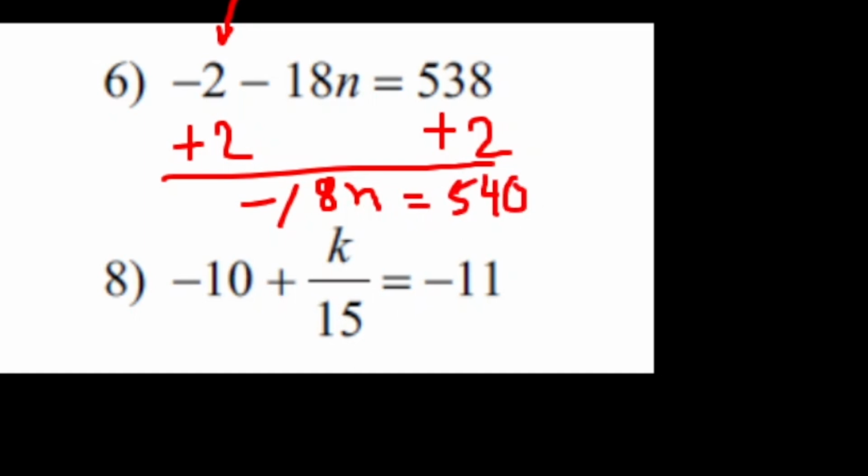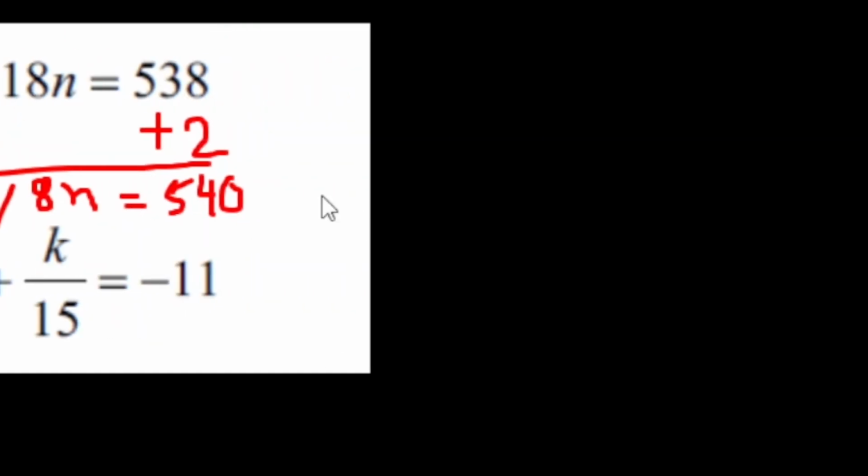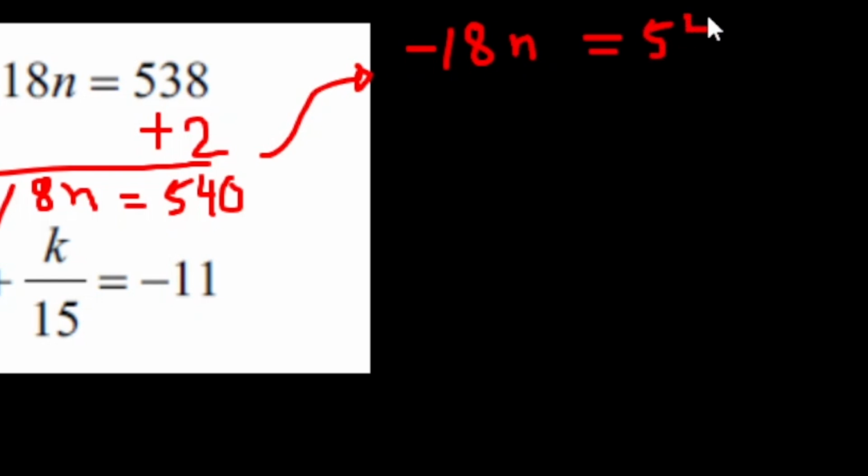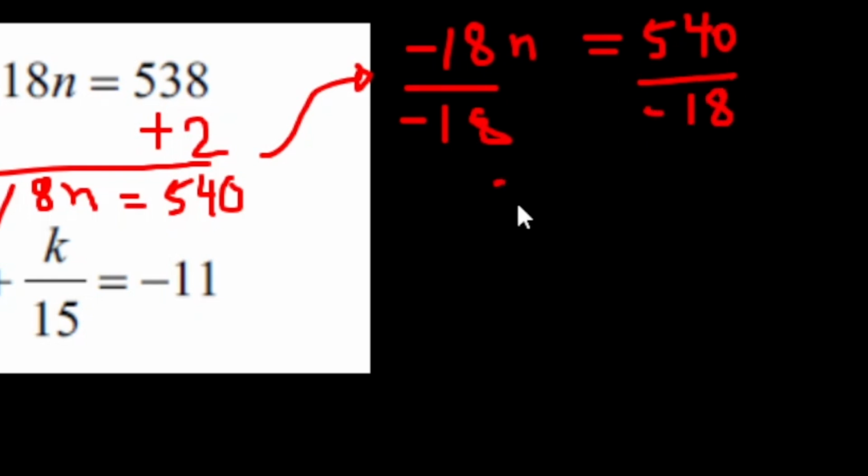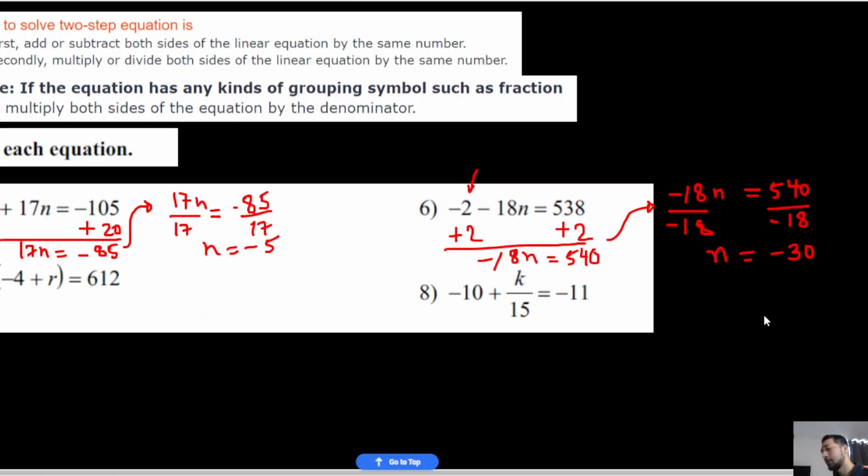Now we divide both sides by the coefficient of the variable. So in this case, we have negative 18n equals 540. Divide both sides by negative 18. And we get n equals negative 30. Perfect.